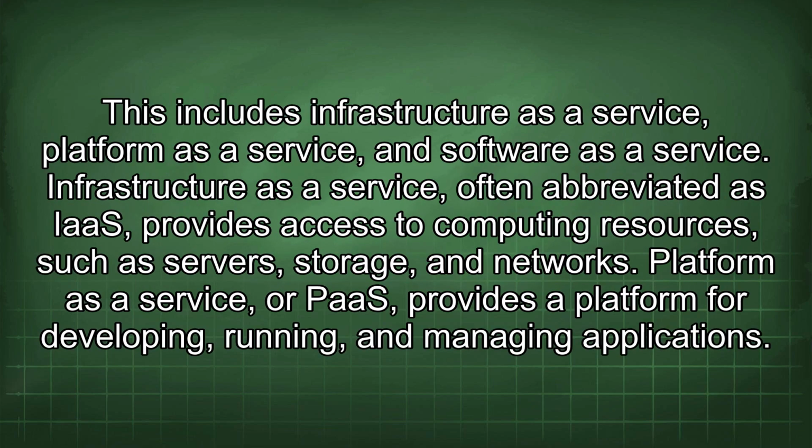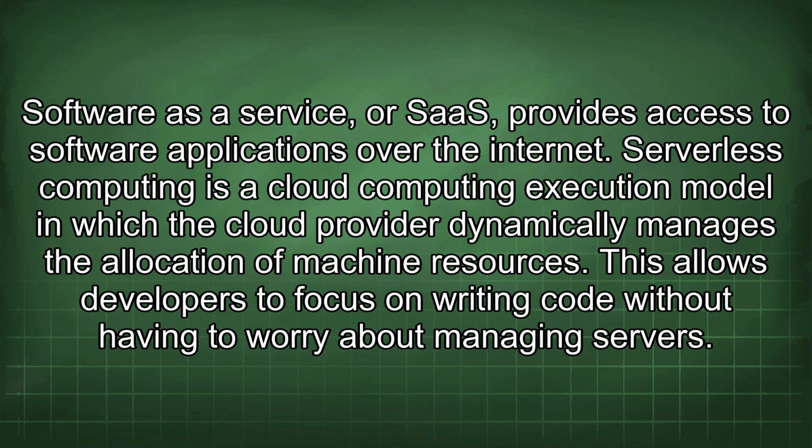This includes infrastructure as a service, platform as a service, and software as a service. Infrastructure as a service, often abbreviated as IaaS, provides access to computing resources, such as servers, storage, and networks. Platform as a service, or PaaS, provides a platform for developing, running, and managing applications. Software as a service, or SaaS, provides access to software applications over the Internet.